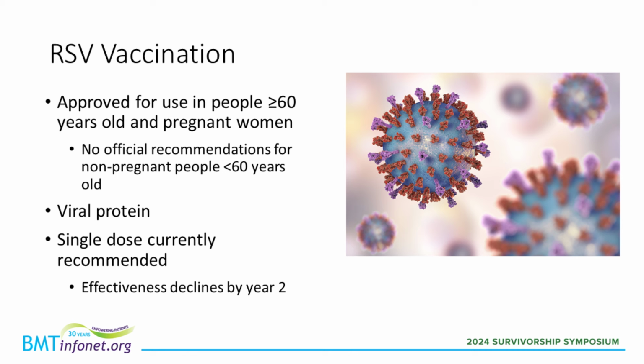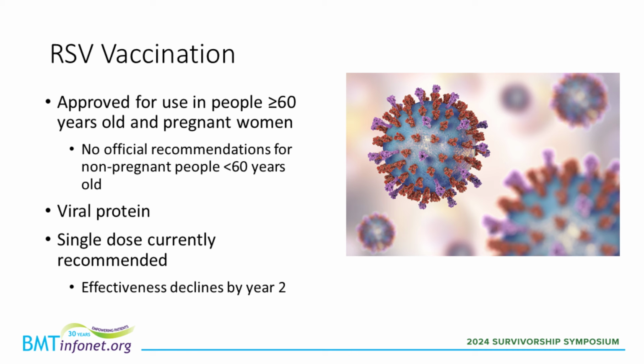So RSV vaccinations became available in the last year. They're approved for use in people that are at least 60 years of age and people who are pregnant. But currently there's no official recommendations for non-pregnant people less than 60 years of age. So there's no recommendations yet for immunocompromised people, transplant recipients that are less than 60 years of age. So this is something to double check with your transplant center if it's something they recommend, and then you will have to check to see if your insurance company will help cover that as well.